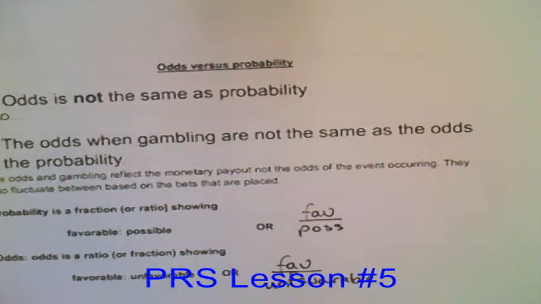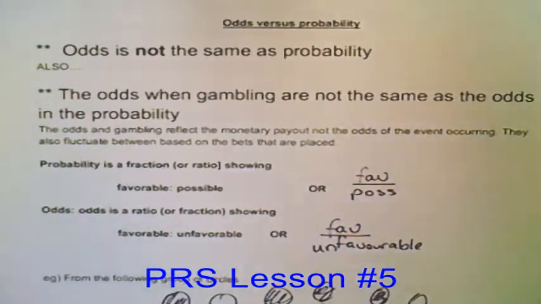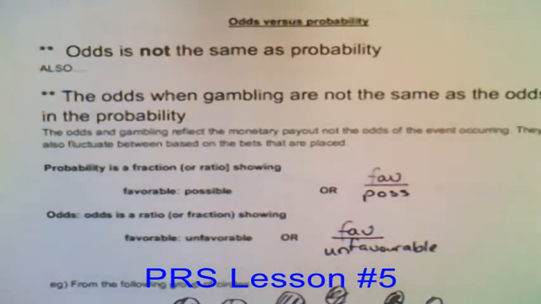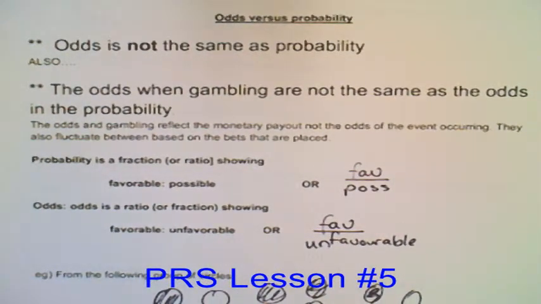And so hopefully this is clear. Now the first thing I want to say is the following two large statements. Odds is not the same as probability. They are not the same as probability. And you'll understand that in a few minutes.